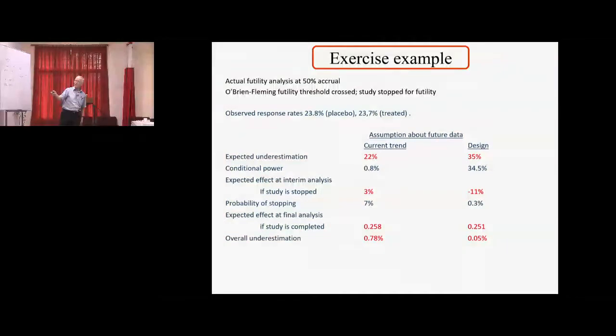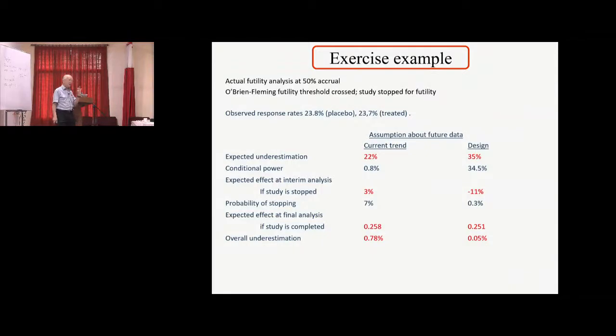But if the design hypothesis was true, you would actually have to have a much poorer result in order to stop. You'd have to be even more unlucky. If there really was an effect, you have to have even more bad luck for it to stop showing no effect at that point. Okay? Probability of stopping under the current trend is actually not that high, it turns out. So even with a very small effect, only a 7% probability of stopping, but they did decide to stop. Under the design hypothesis, it's almost never going to happen.